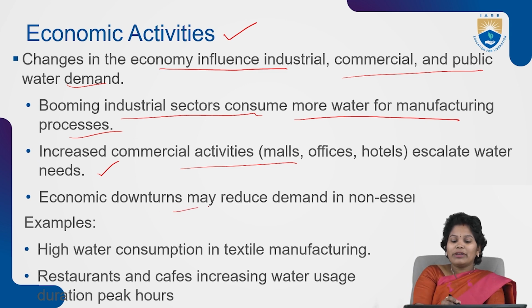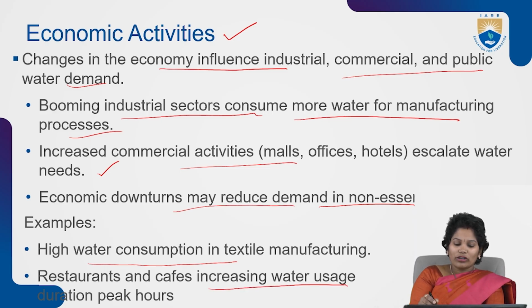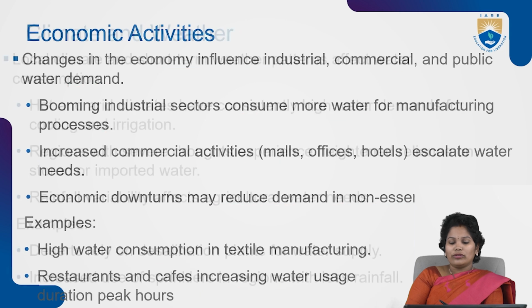Economic downturns may reduce demand in non-essential sectors. Examples: high water consumption in textile manufacturing, and restaurants increasing water usage during peak hours. Right, in peak hours we see higher usage, like midday, lunch time, when we see a high peak discharge and peak water usage.